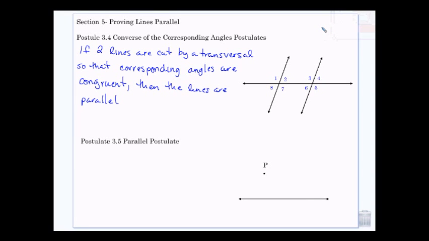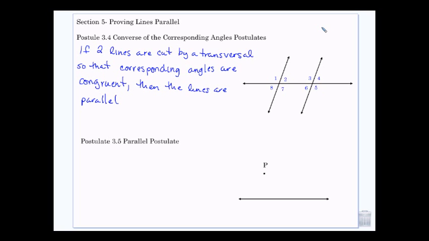If you remember, when you have a converse, the converse flips the first and the second part of the statement. So the if becomes the then and the then becomes the if. So we had the corresponding angles postulate, which told us that if you had two parallel lines cut by a transversal, then the corresponding angles are congruent.